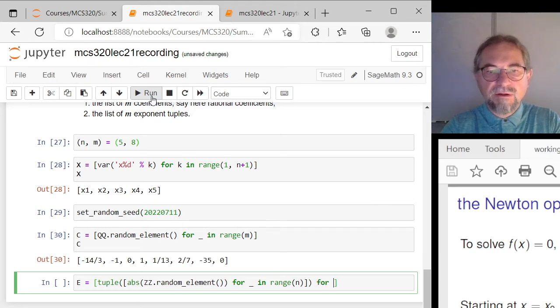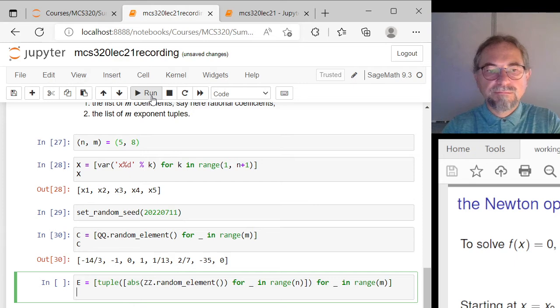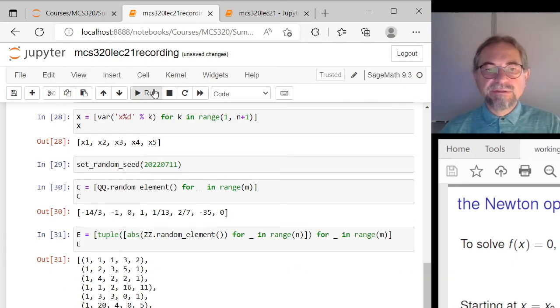So I have m and n as the parameters. So this is a nested tuple. So I have the exponents, and some of the exponents are actually quite large. If I wanted to have a bound on the exponent, I would use the percent for the modulo operator. I would do modulo some bound, but it's okay here as expressions. Notice the list of tuples.